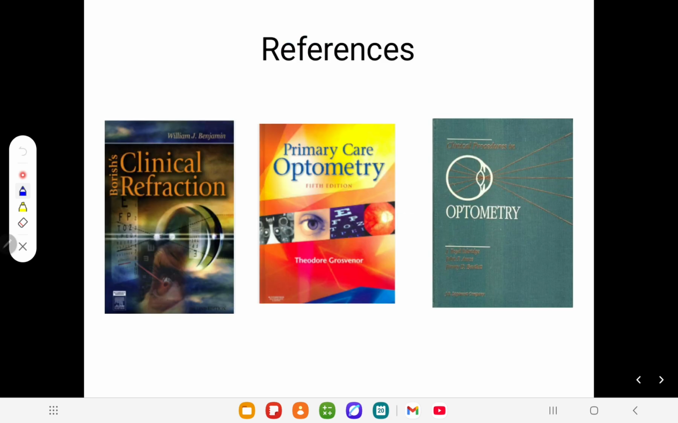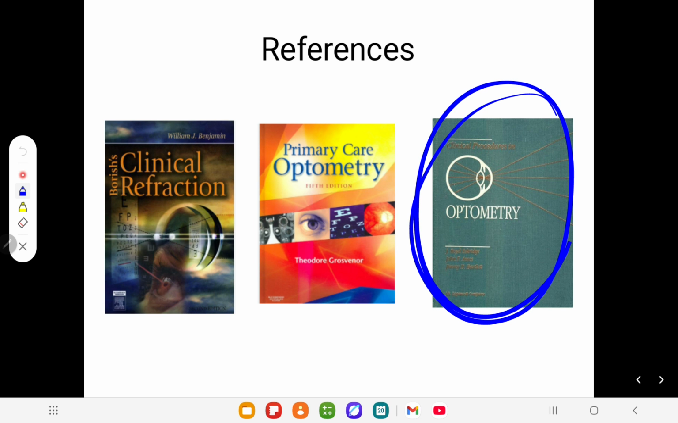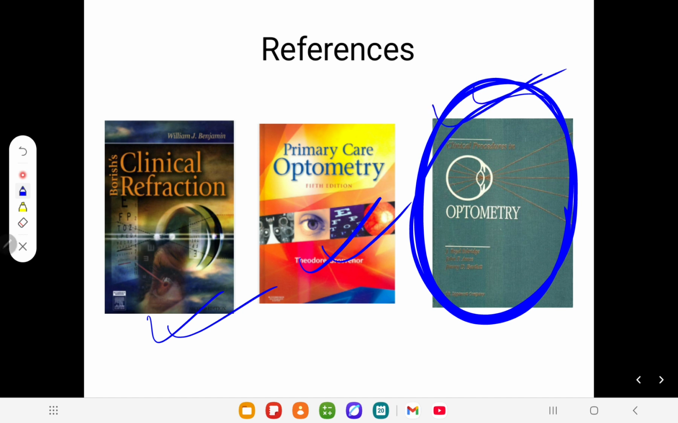So for this, the great reference is, I think I have taken the reference from Clinical Refraction, but the optics portion is definitely from Clinical Refraction. Boris, there are a lot of things in the optics part that I have learned, but this is the great book, Clinical Procedures in Optometry, for this. Okay, so thank you.